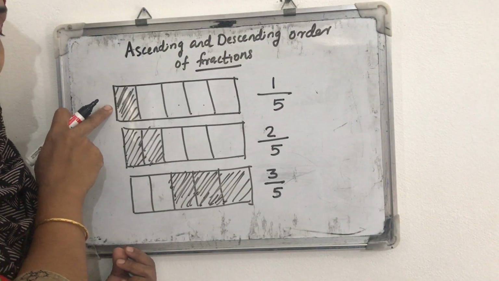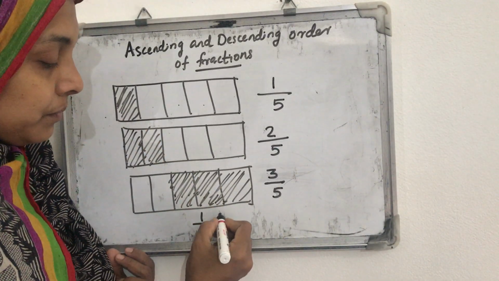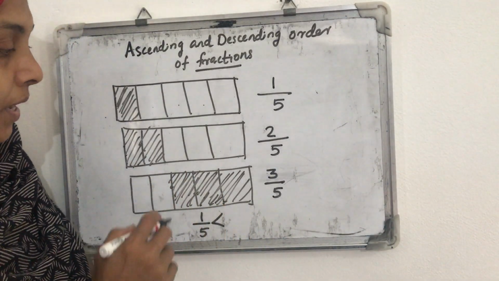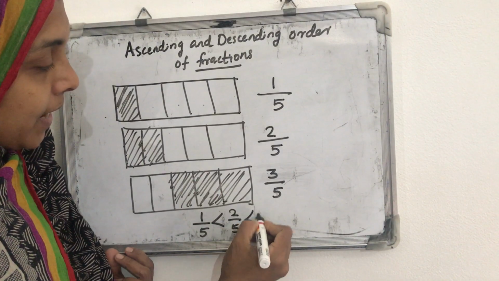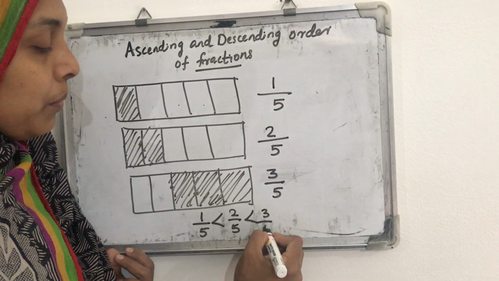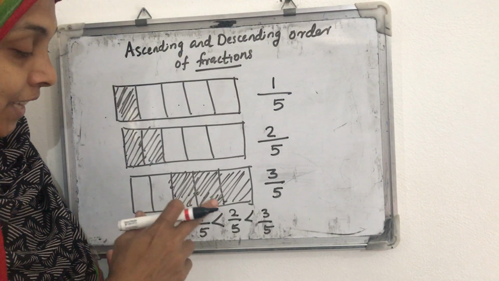Now when we compare, looking at the figure, we can see which will be the smallest fraction. This will be the smallest fraction, so 1 by 5, then the next bigger will be this one, 2 by 5, and last will be 3 by 5. So here first we write the smallest fraction, then the next bigger.